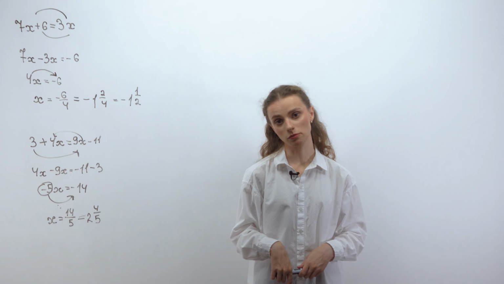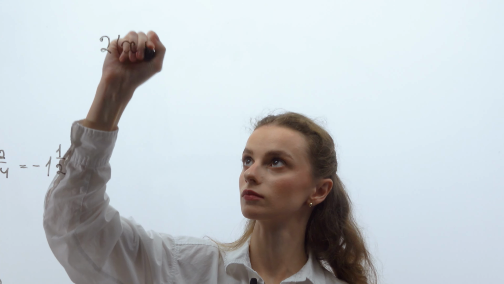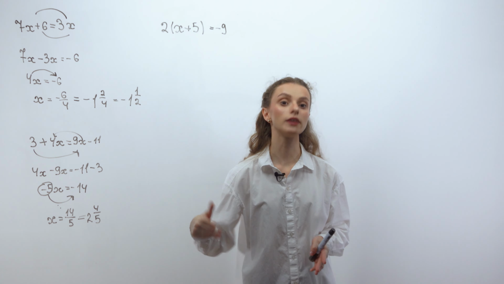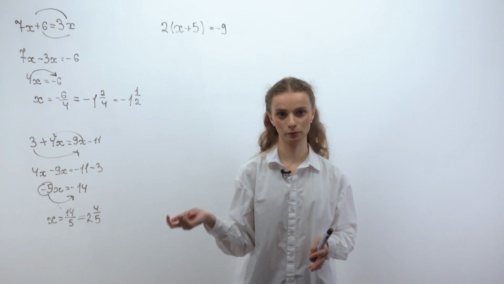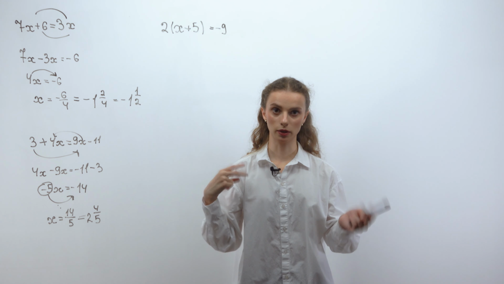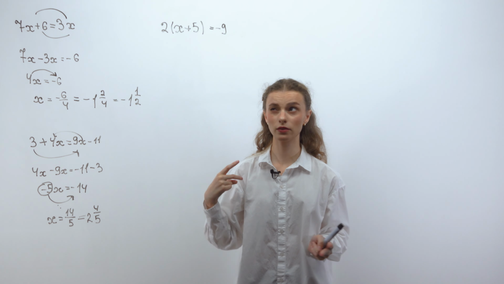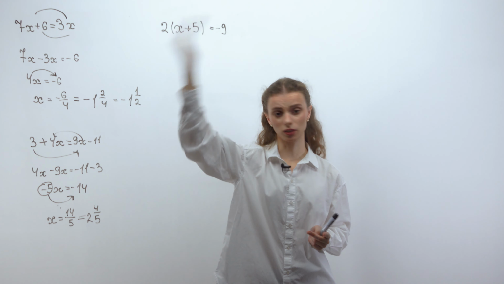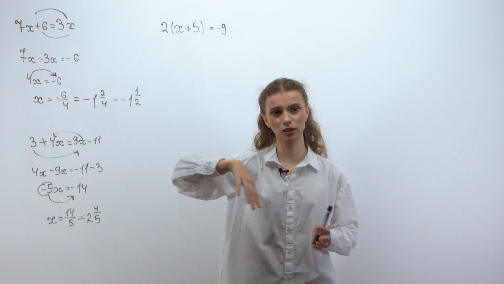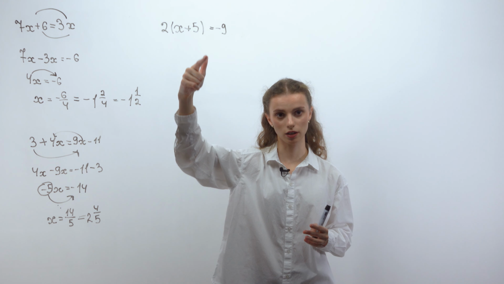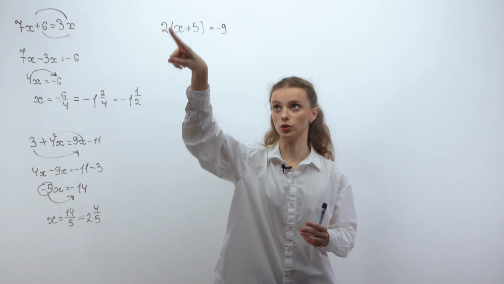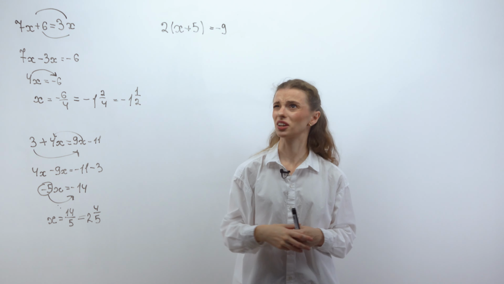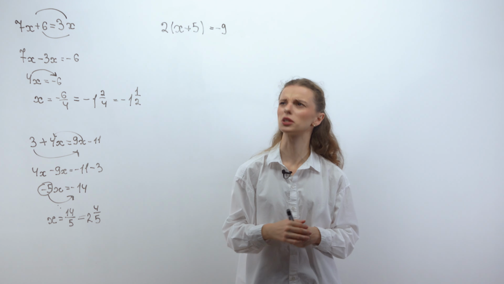Well, let's do another example. In the next example, I have 2 multiplied by open parentheses x plus 5 equal to negative 9. You can do this 2 separate ways. Whenever I see parentheses and a constant in front of it, I usually like to multiply everything. However, you can also do division first. Up to you. Here I'm actually going to divide first. I think it makes more sense to me.